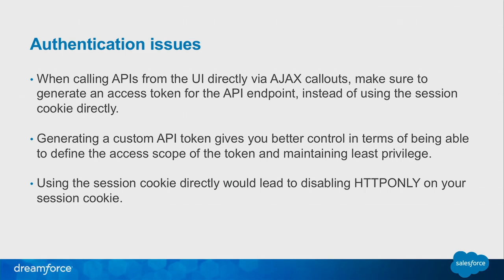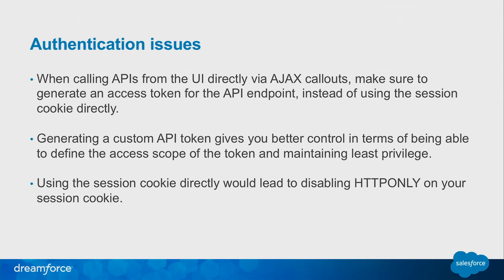So now, when you're calling the APIs from the UI directly, make sure that you generate an access token instead of using the session cookie directly. There are a few reasons for that. First one, a lot of times it might be the case that the session cookie has HTTP only set on it. What that means is they don't want JavaScript to directly access their cookie. So when you do document.cookie, you're going to get nothing back. And that's in general good practice.